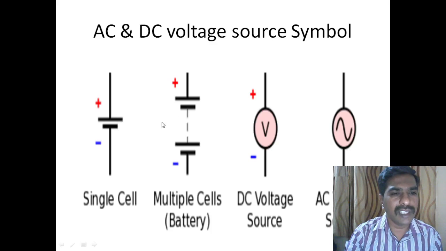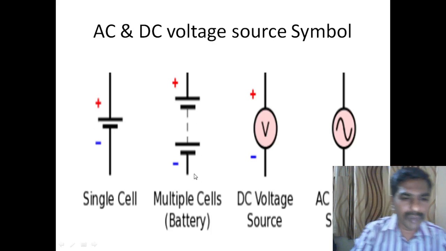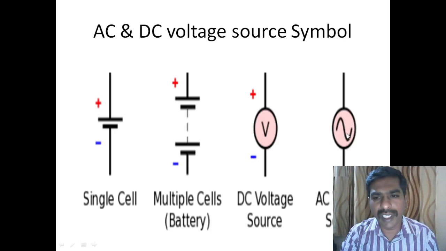This is a single cell, and this is a battery. Multiple cells connected together form a battery. For the DC voltage source, somewhere it's written as positive and negative with a V, and that is a DC voltage source. Or somewhere this single cell or battery itself is a DC voltage source. And this is the AC source. If it is written with a sleeping S, then it's an AC voltage source.